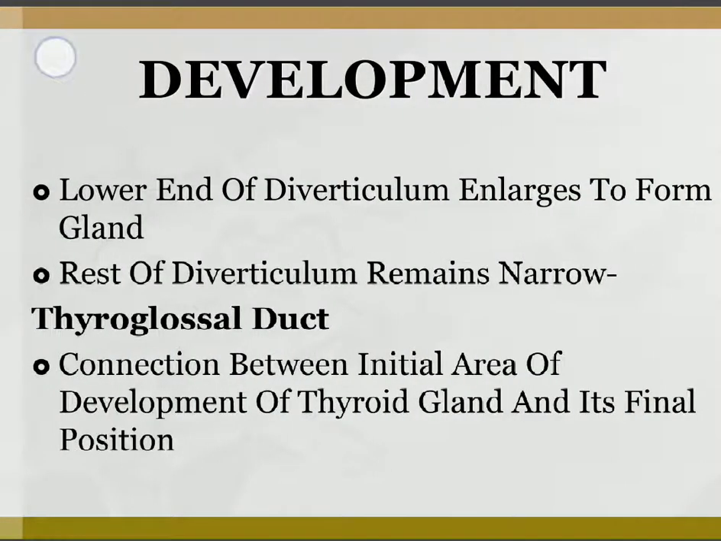So the lower end of the diverticulum enlarges to form the gland and the rest of the diverticulum remains narrow. बाकी का जो diverticulum का portion बच गया है, that is narrow and it forms the thyroglossal duct. So the thyroglossal duct is a connection between the initial area of development of thyroid gland and its final position.